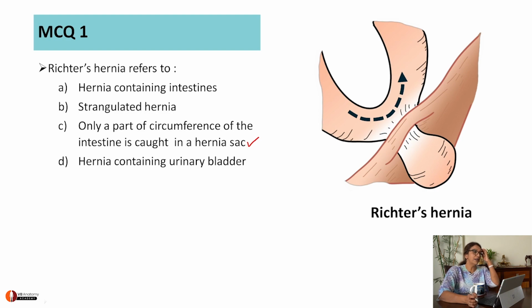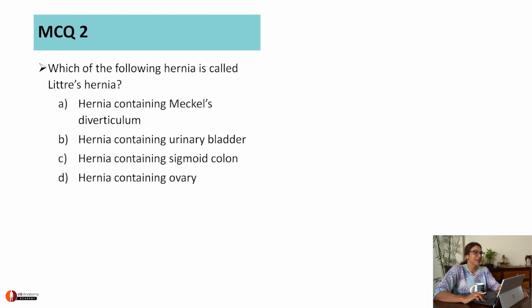I agree that option A, hernia contains intestine, is also correct. It could be strangulated, but in this case, they have not mentioned that it is strangulated. So the most correct definition is likely to be option C. Many times MCQs are like this. You have to look for the most correct option. Yes, it is C.